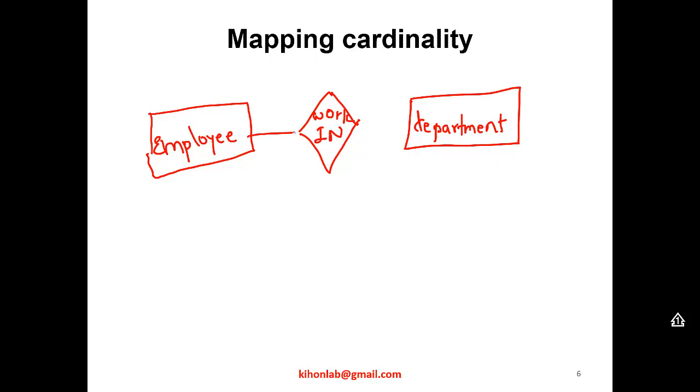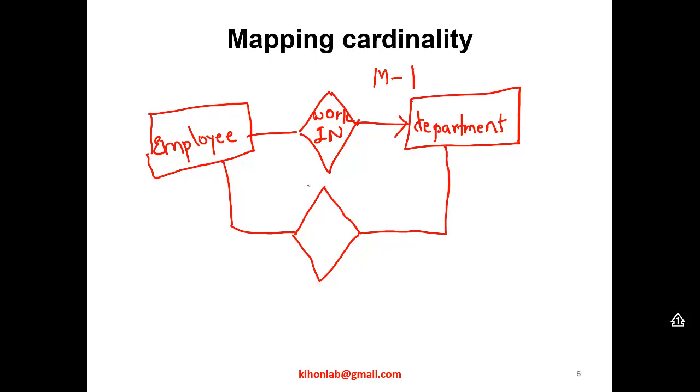What type of relation is this? Many to one. So an employee can work in at most one department. This is the cardinality we have mapped. Then one more relationship between employee and department is managed by. In the given info, a department is managed by an employee, so it is a many to one type of relationship. So here we can show the arrow like this.